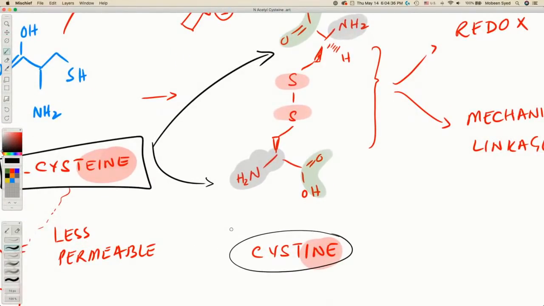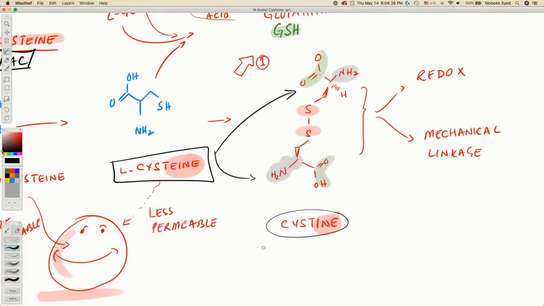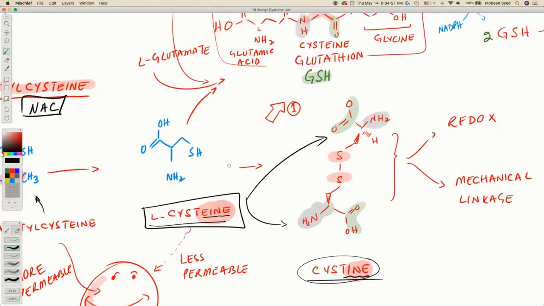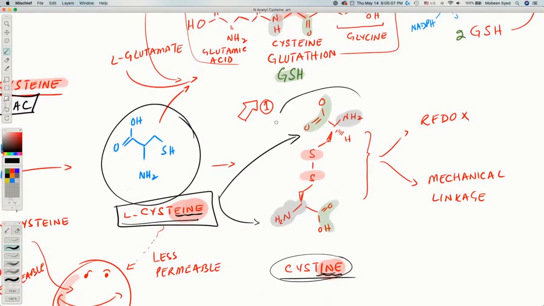The second important thing to know is that there are two similarly pronounced words. One is L-cysteine, and the other is cystine, but the spellings are different. One is C-Y-S-T-E-I-N-E and the other is C-Y-S-T-I-N-E. The difference is that cysteine, the one spelled E-I-N-E, is one amino acid, and cystine is two amino acids joined together with a disulfide bond. That is the difference between them.